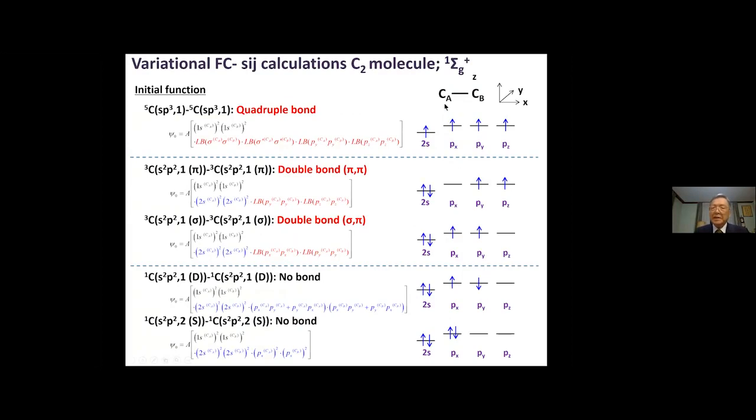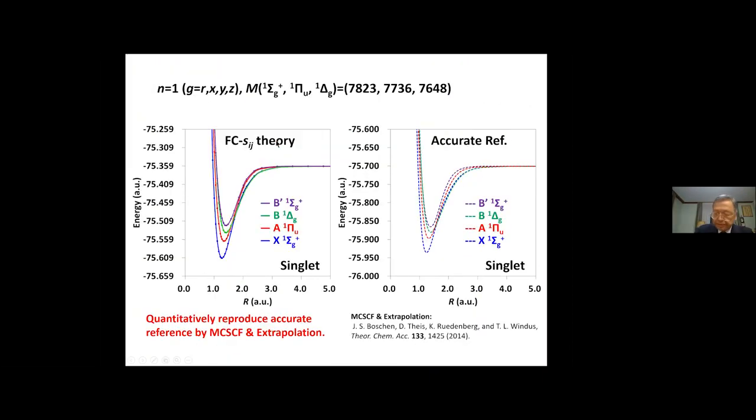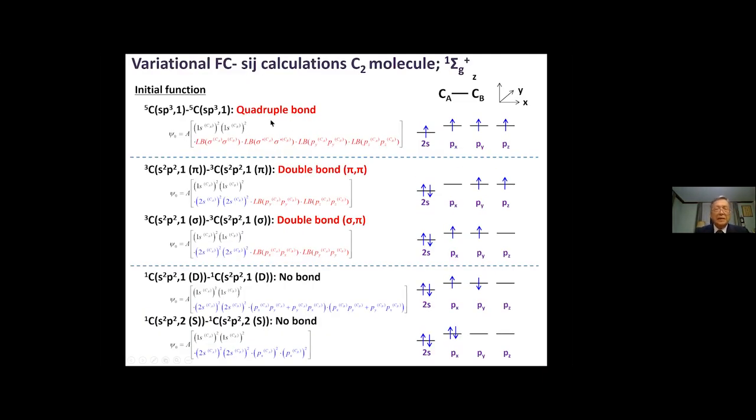Here, we want to study the C2 molecule. This is an interesting molecule. People say that there is a quadruple bond, namely a 2s bond, and px, py, pz bonds, so a quadruple bond. And from the ground state of carbon, we can get only a double bond, sigma, pi, pi, right? And from D symmetry, no bond can be expected.